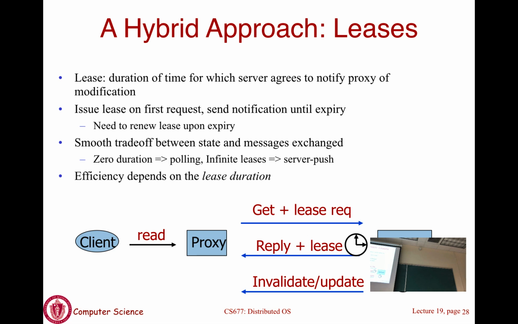So there's a time associated with the lease. And what that says is for the next so much time, the server guarantees that if the web page is updated, it will send a notification or an update to the proxy. So the proxy knows that until the lease is current, whatever you have in your cache is going to be up to date because the server will tell you if it is not. So you can now serve content from the cache without having to worry about whether the item is consistent with the server and things of that sort. Okay? So while the lease is current, the server will send invalidates or updates.